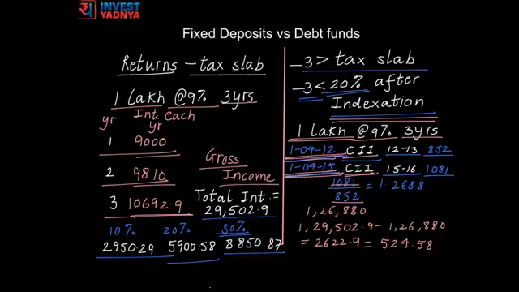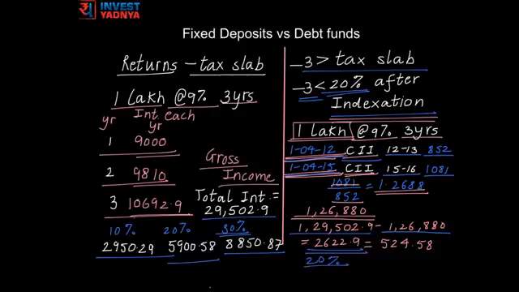Now, if you divide the cost inflation index in which you redeemed your investments by the cost inflation index in which you made your investments, you get a certain factor. This factor is to be multiplied by your initial investment. This will give you an inflation adjusted initial investment. Subtract this from your redemption amount and you will get a certain taxable figure. Now, this figure is taxed at 20% flat irrespective of your tax slab to arrive at your effective tax. And in this case, it is 524.58.